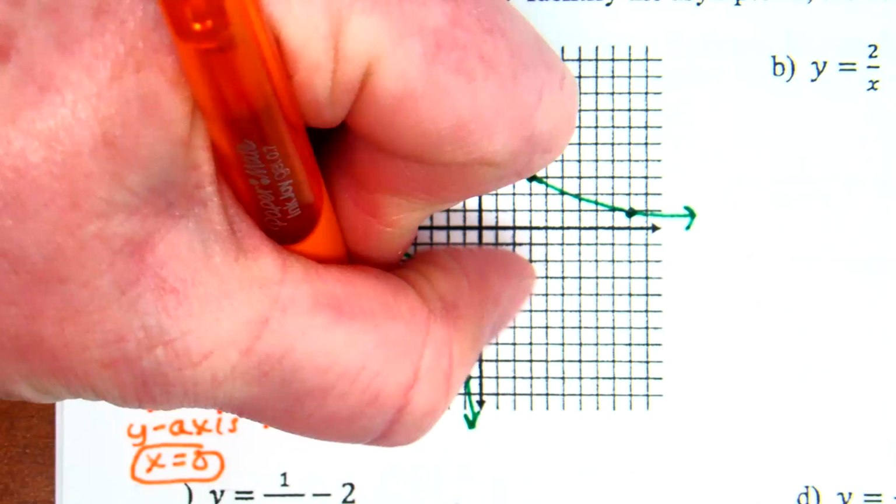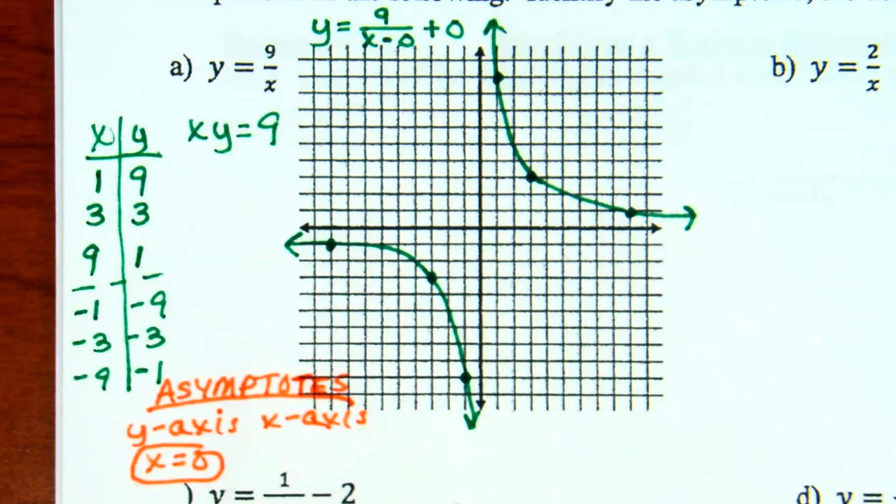The x-axis is my other asymptote, right? It's a horizontal line that cuts through the y-axis at y equals what value? Y equals 0. So the equation here is y equals 0. So those are your two asymptotes. And I'm pretty sure Math Excel asked for these.